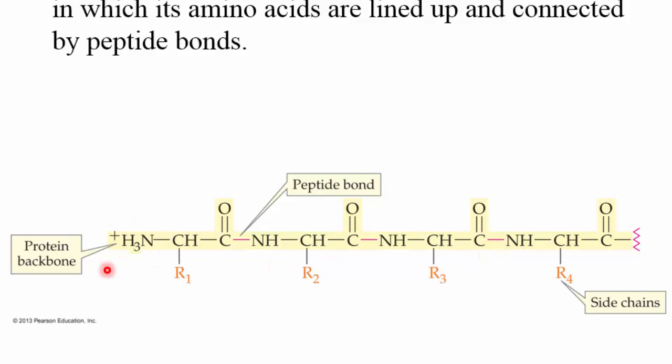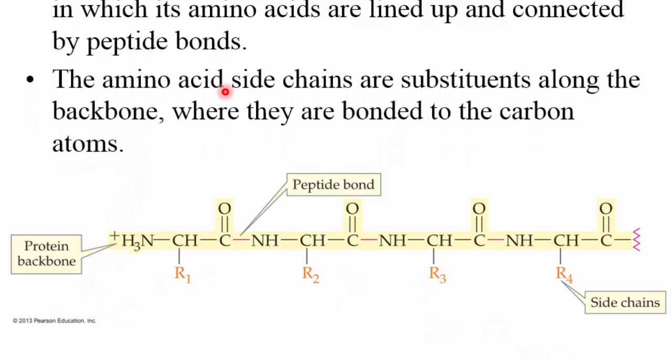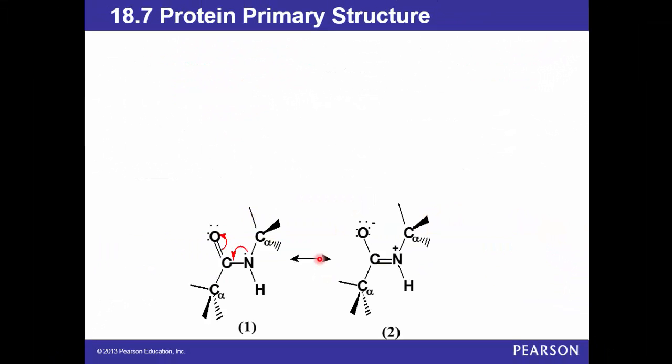And here on the left, this is called the N terminal end, and this is called the C terminal end here. This is the protein backbone, and these are the side chains. Now, the amino acid side chains are substituents along the backbone where they are bonded to the carbon atoms, as you can see here. The R groups are always bonded to the alpha carbon atom.